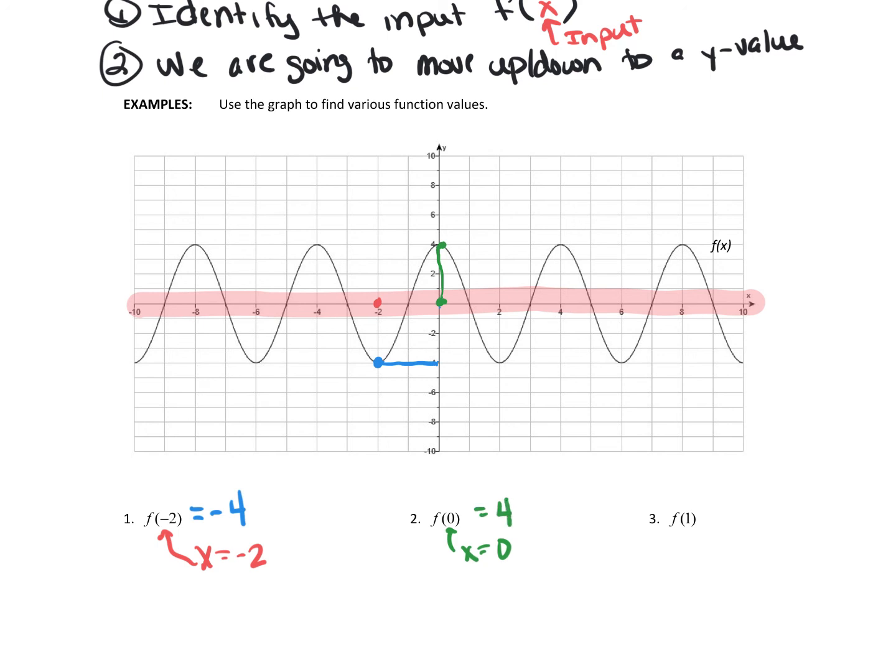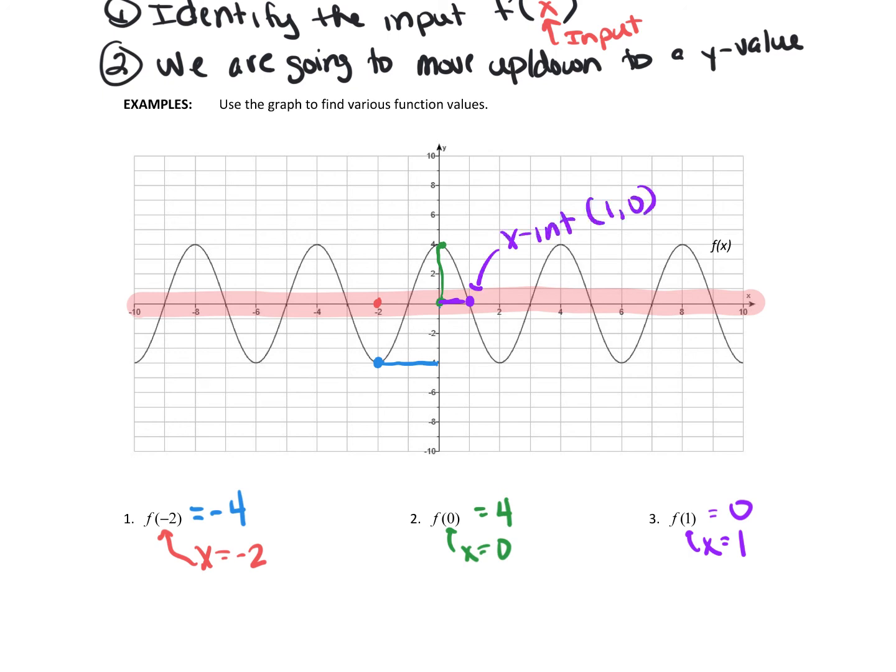And then finally, we have f of 1. So this means that x is equal to 1. So come over here to 1. And what we're interested in is the y value. You can see your y value at 1 is actually going to be 0. And this means that this value right here is technically an x-intercept. It's the point 1, 0.